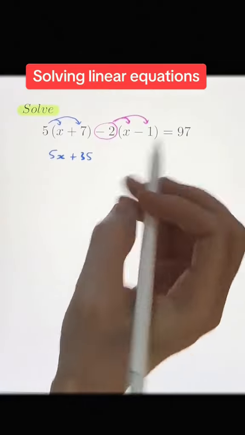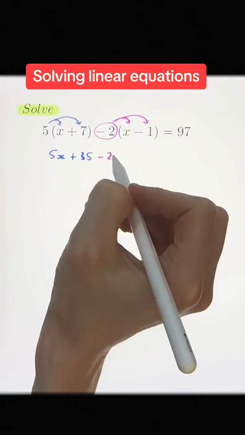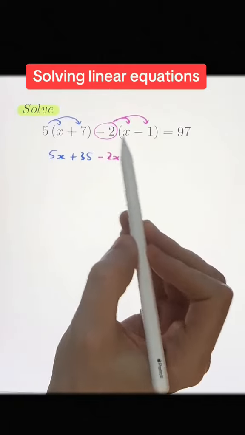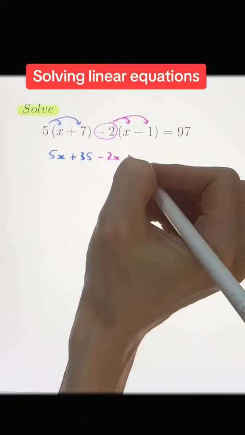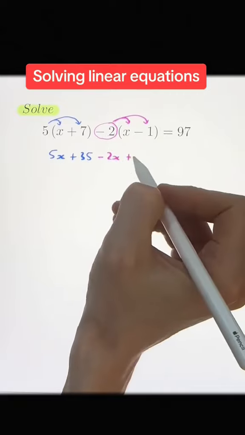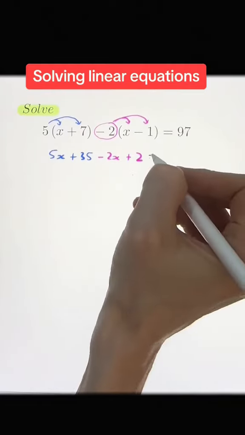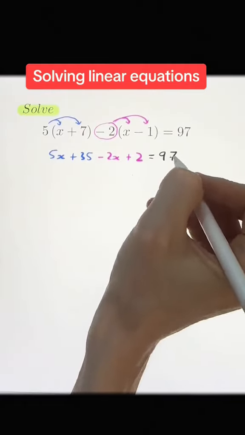Well, negative 2 multiplied by x will give us negative 2 lots of x. And negative 2 multiplied by negative 1, well, we know a negative multiplied by negative will give us a positive answer. So negative 2 times negative 1 will give us plus 2. And on the right-hand side, my equation is still equal to 97.